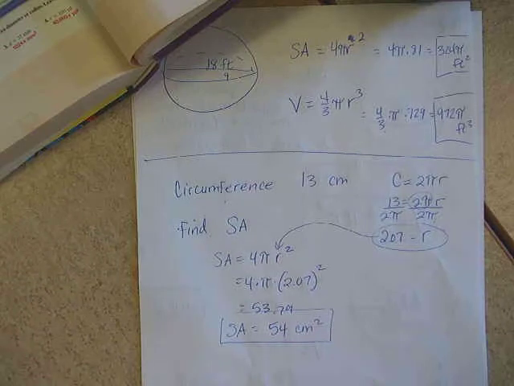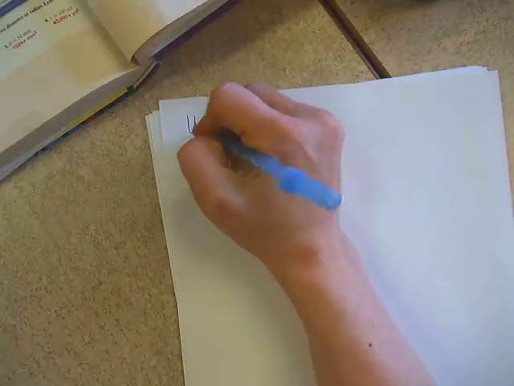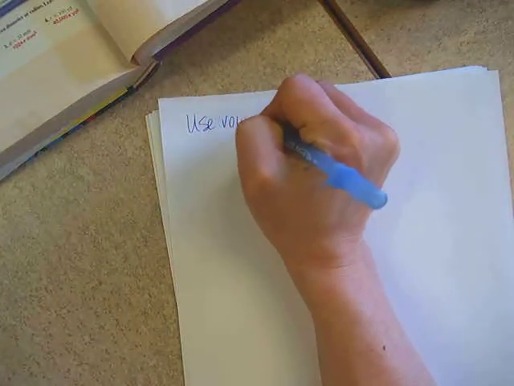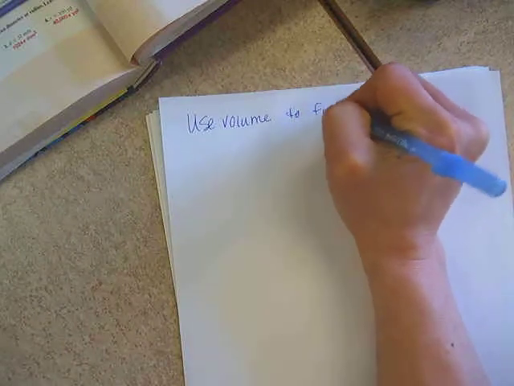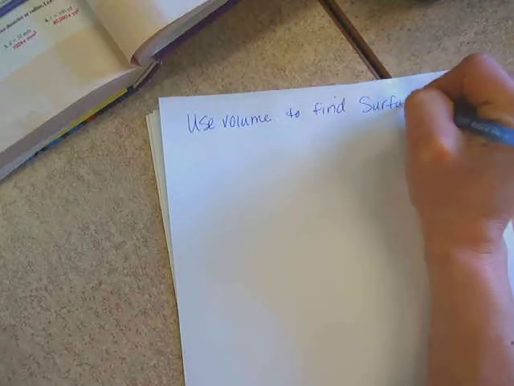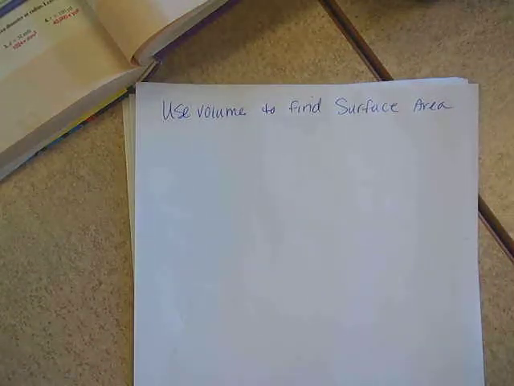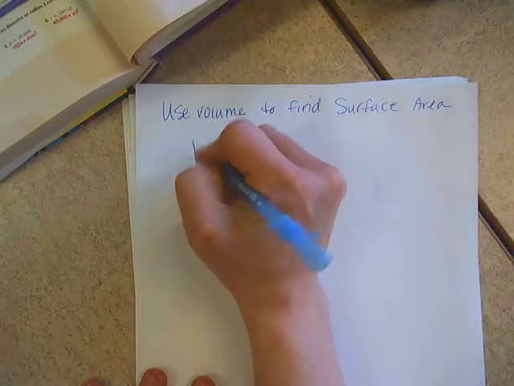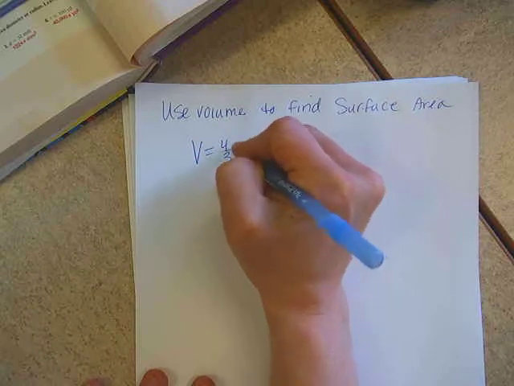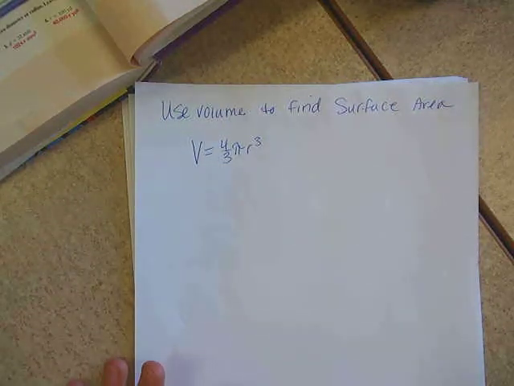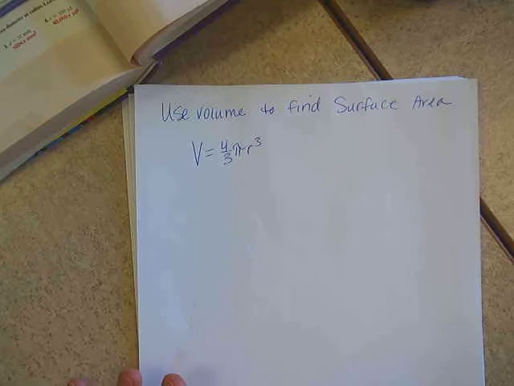The last example we're going to do, and then I'm going to give you time to work, is we're going to use a volume to go back and find the surface area. Okay? Right. So if you're starting with volume, I would write down the formula for volume, including the V. Okay, write down the entire formula. Volume equals 4/3 pi r cubed.